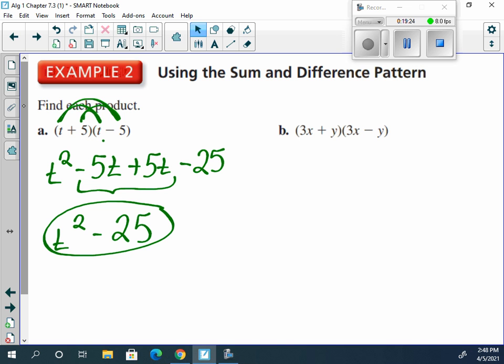And these here are called a difference of perfect squares. And these here are kind of helpful to know, because if I look at this here, well, the first terms are t and t.